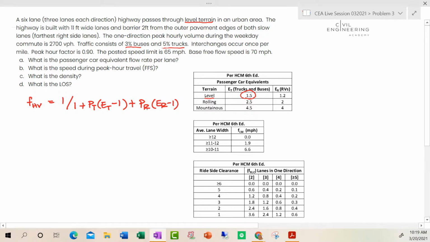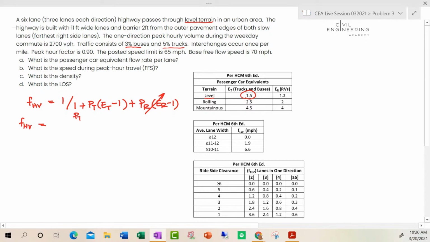So we can take this out of the equation because we know that goes to 0, because we don't have any RVs. So we're going to say our FHV. Oh, and I need to do one more thing. So our P sub T, again, is the percent truck traffic.